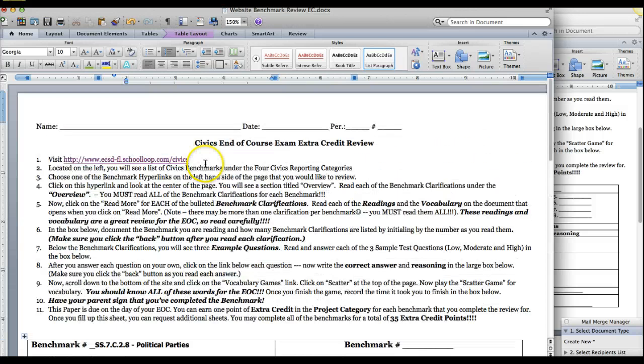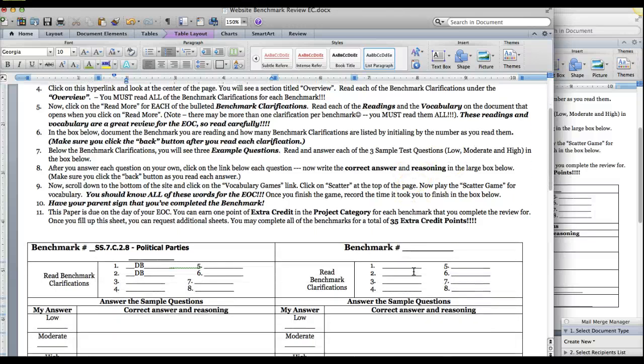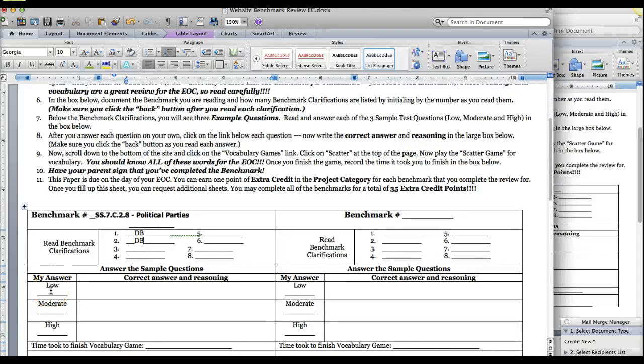All right? Now, let's go back to our directions. And number 7, below the benchmark clarifications, you will see 3 example questions. You're going to read and answer each of the 3 sample test questions. There's a question for low complexity, one for moderate, and one for high. This just means low is the simplest kind of question, high is the most complex and difficult, and moderate would be the medium. All right, you're going to answer it in this box here.